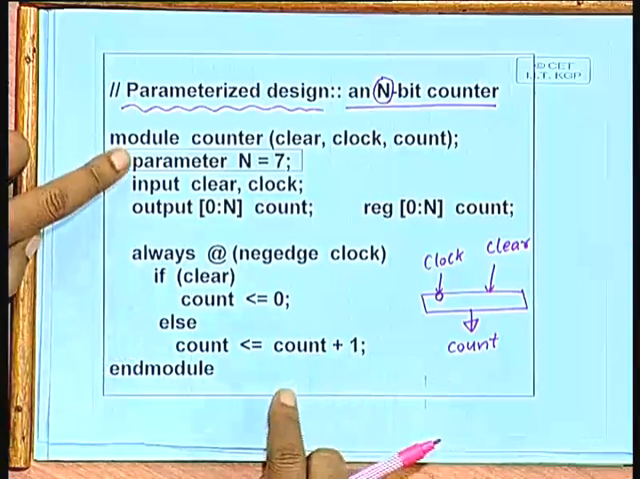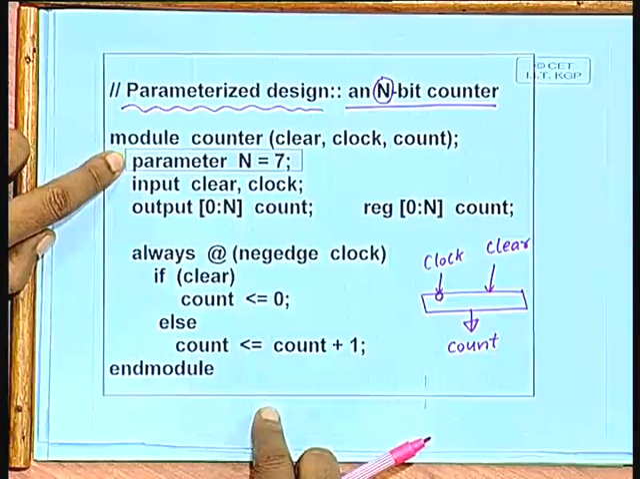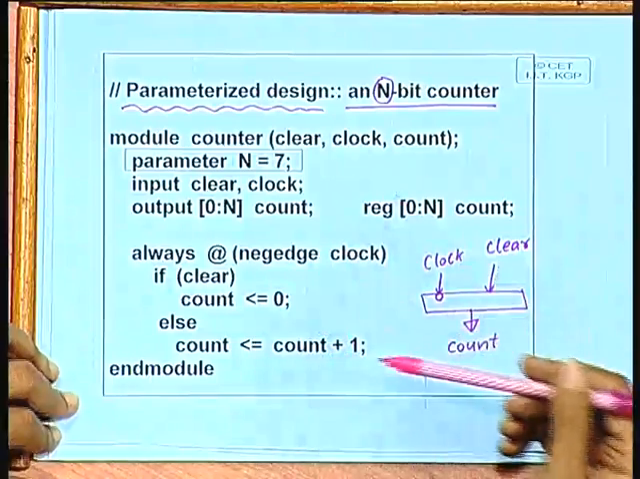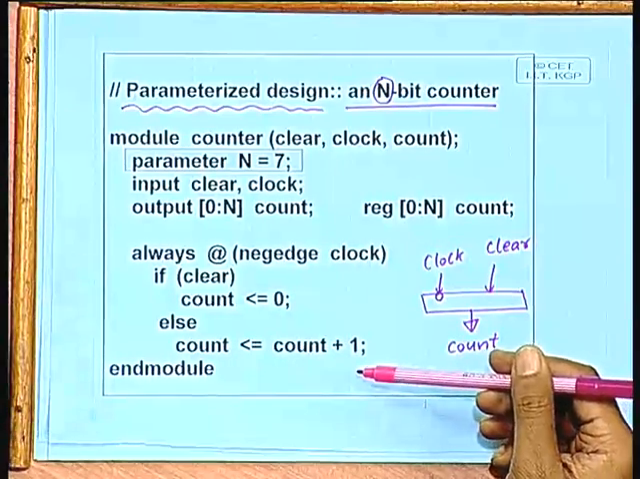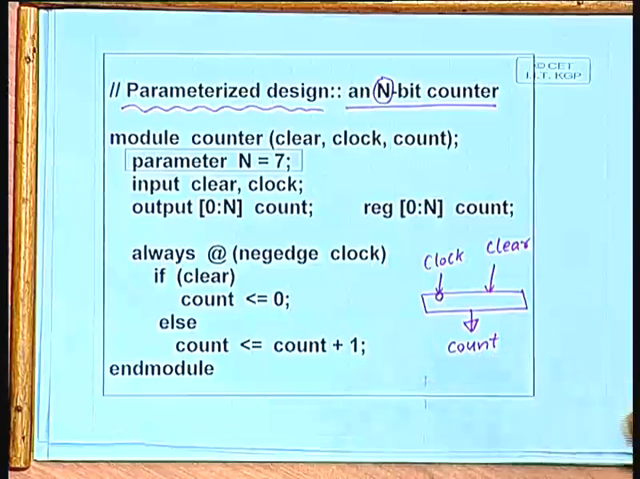In this way you can create a parameterized design. The purpose of this example is to show how you can create a parameterized design. It is a good idea to have a parameterized design, but one thing: in a counter it is simple, but in some cases it may be difficult to specify at the structural level. You may have to give the specification slightly at the behavioral level.